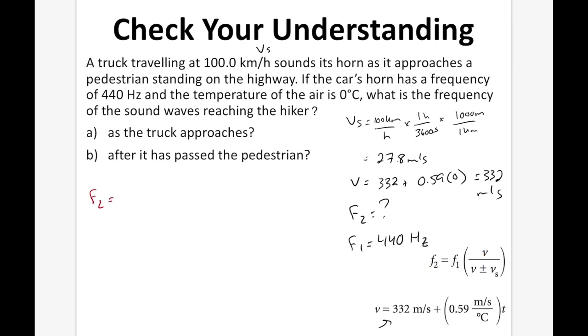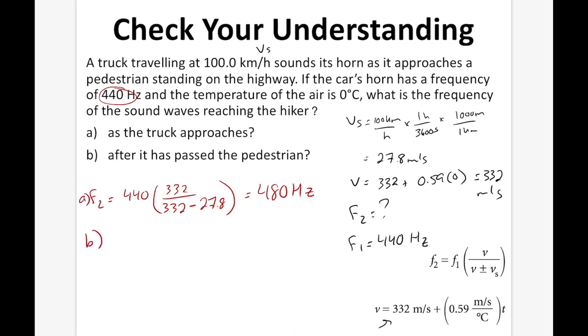F2, our question, is equal to 440 times V, which is 332, divided by 332. Now, the truck is approaching, so the frequency is going to be higher. So it's 332 minus 27.8, and that gives us an observed frequency of 480 Hertz. And that makes sense. As the vehicle approaches, its frequency is going to appear to be more than it actually is. It actually is 440 Hertz, but the perceived frequency is 480 Hertz. So that's A.